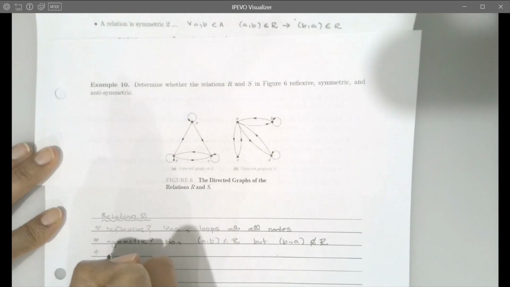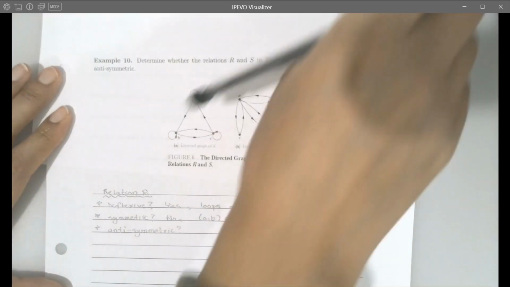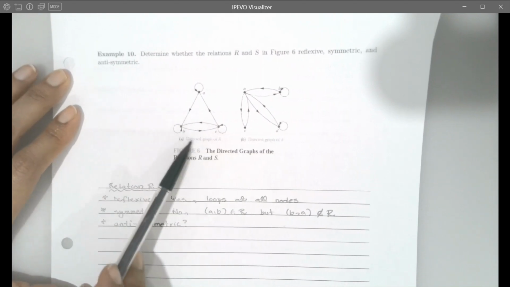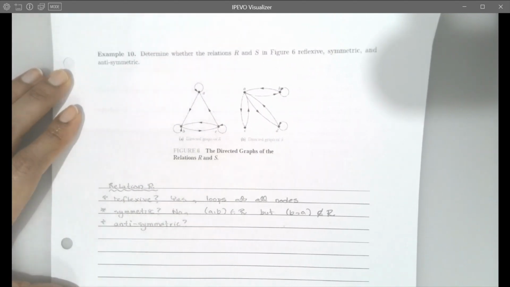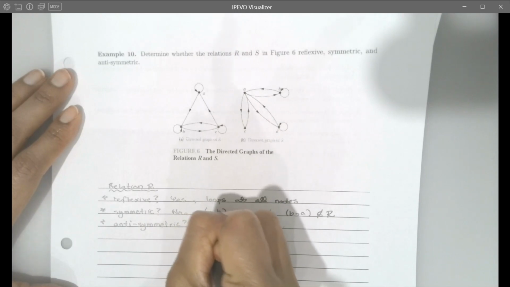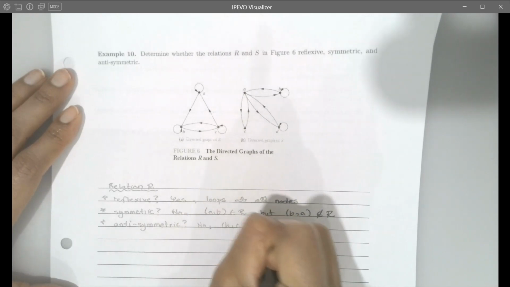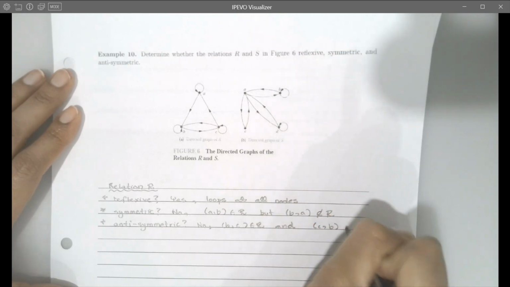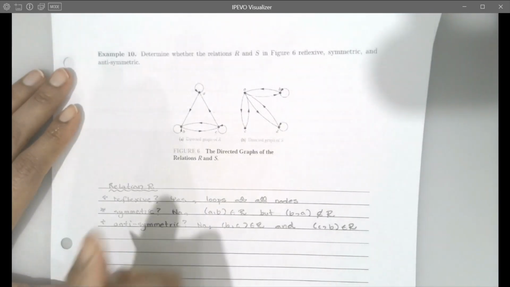Alright, is it antisymmetric? Okay, for antisymmetric, we said for any pair of distinct nodes, we require that there is only one edge connecting them. And as you can see here, there are two edges connecting B and C, meaning there is the element B comma C in R, but also C comma B. So the answer here is no. Okay, so that is relation R.